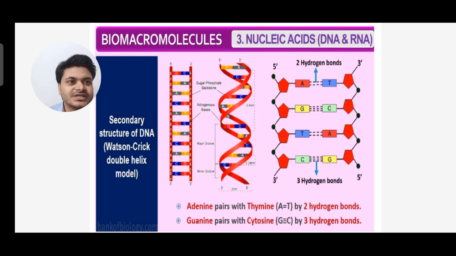You can see the figure given very nicely on the right hand side, the 2 hydrogen bond and 3 hydrogen bond. Alright, it's anti-parallel, 5' to 3' end and 3' to 5' end. In between that antiparallel strand is made up of sugar phosphate backbone, and in between this strand there are nitrogen bases. Pairing is given very nicely, you can see.